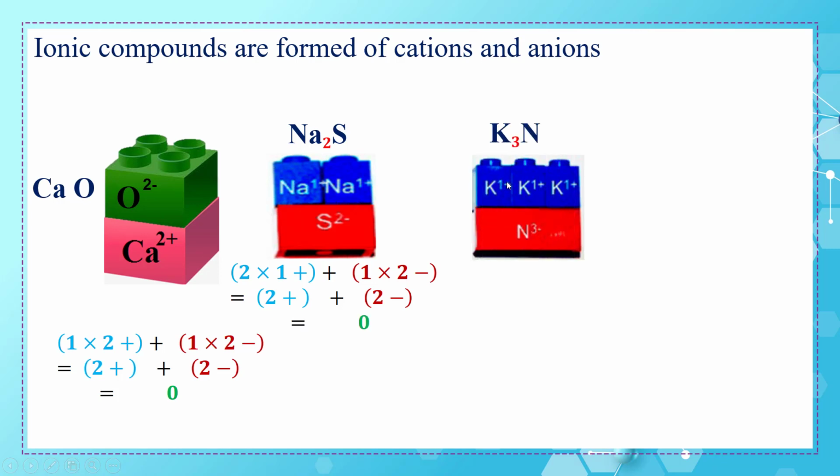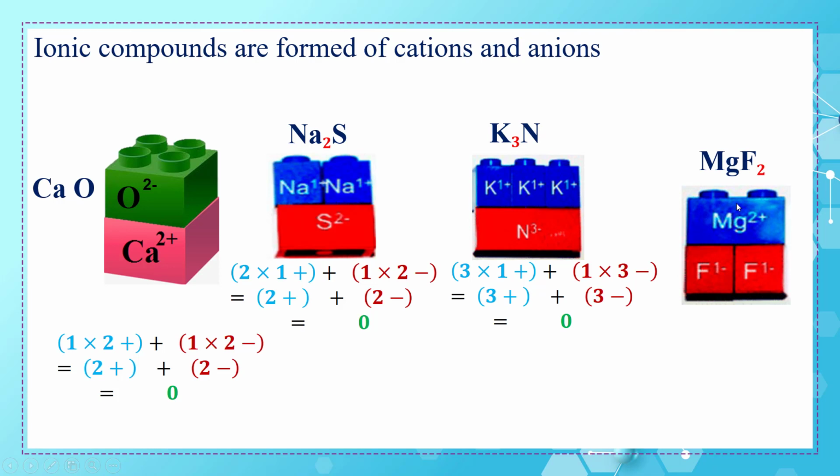I have here 3 potassium cations, each one has 1 positive charge, and 1 nitrogen ion that has a charge of 3-. To calculate the total charge, I have 3 K multiplied by 1+, and 1 nitrogen multiplied by 3-. 3+ and 3-, the result is 0.